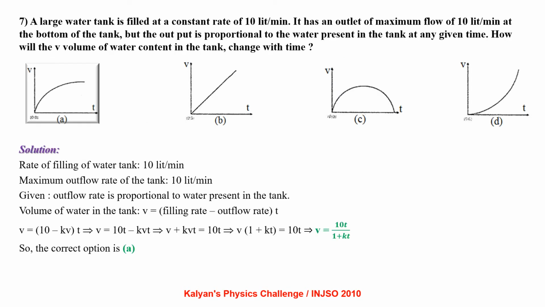A large water tank is filled at a constant rate of 10 liter per minute. It has an outlet of maximum flow of 10 liter per minute at the bottom of the tank, but the output is proportional to the water present in the tank at any time. How will the volume of water content in the tank change with the time?